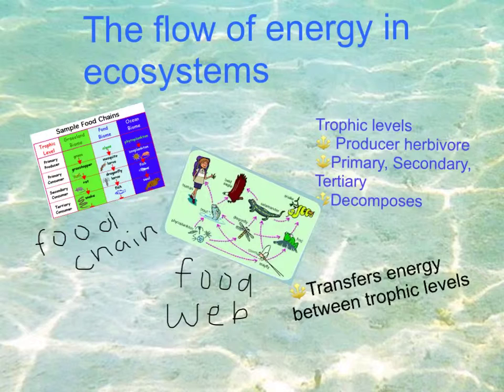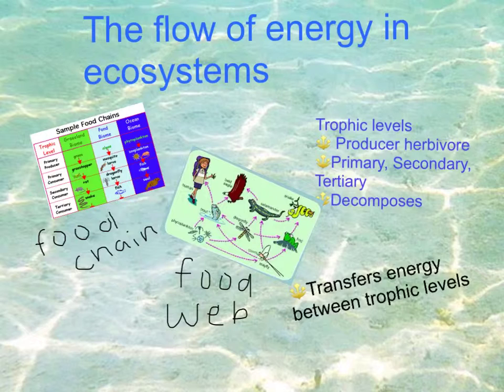The flow of energy in ecosystems. There are different flow charts to demonstrate how energy flows through the ecosystem, showing who eats whom. The arrows in these flow charts indicate the direction of energy flow.